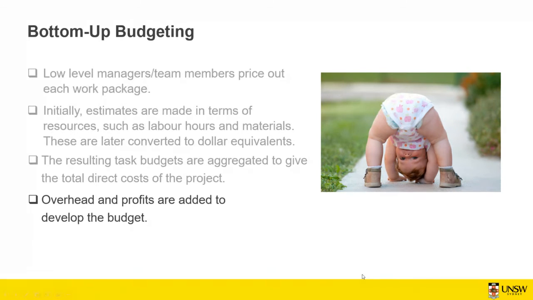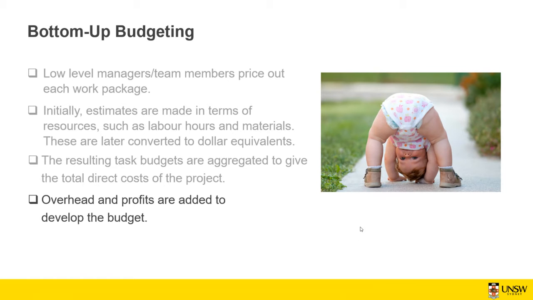And at the end, if you didn't calculate the overhead for each specific work element, you can calculate it at the end. So you get the net budget at the beginning, and then you add overhead, which is going to be a percentage of that on top of it, and also any profits that you want to take, and then that gives you the total budget.